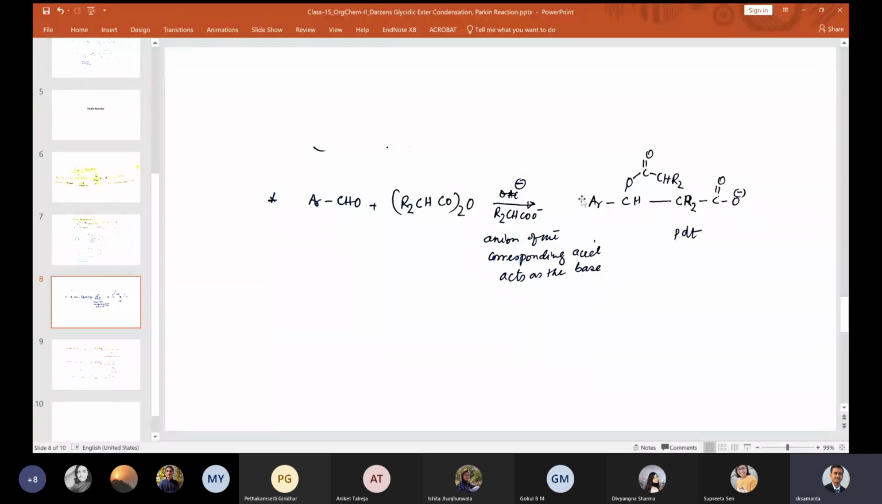Why are we getting this product and not the final double bond cinnamic acid derivative? This happens because you do not have a proton here. You do not have an acidic proton here. Because the acidic proton is not present in this CR2 group, the base cannot pick this acidic proton, so this bond cannot eliminate so easily. That is why we get this compound.